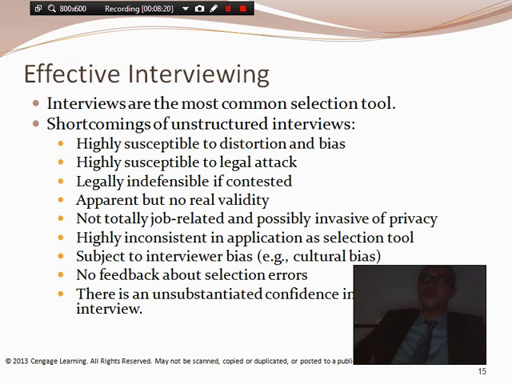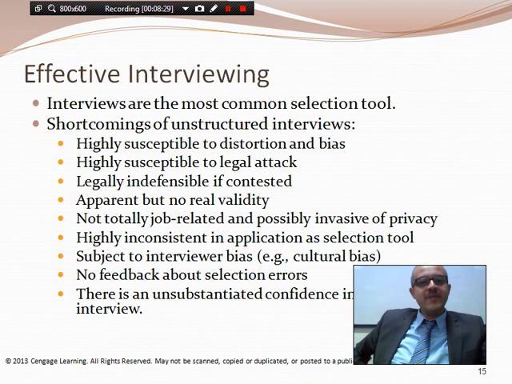So if you go to court and it is unstructured, then they can go against you very easily. Number four, apparent but not real validity. It's not really valid because it's not structured and not totally job related. Possibly can be invasive of privacy.